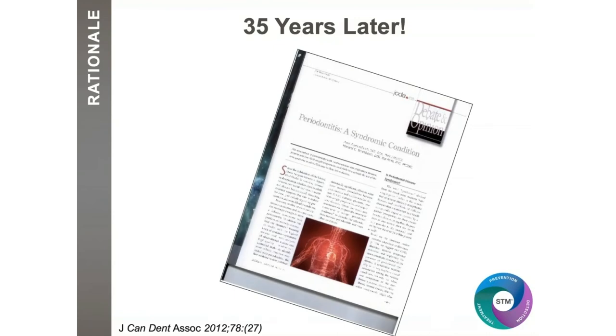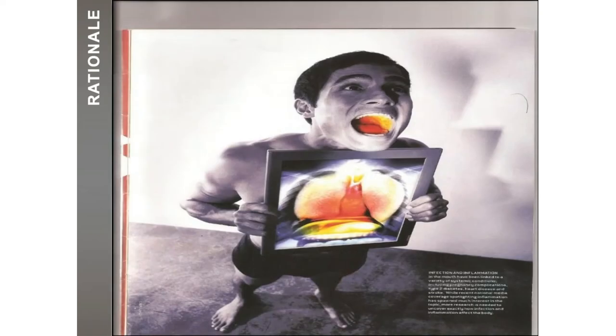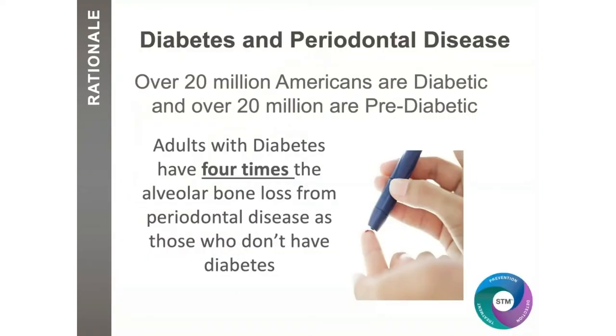And 35 years later, Dr. Tenenbaum now has come out, and he's one of our gurus in perio in Canada, has said that now periodontitis is a syndrome, meaning running together with systemic illness, in fact. So I'm sure that we all mention to our patients that the mouth is a gateway to the rest of the body. And when we treat the mouth, in essence, we're helping the rest of the body.